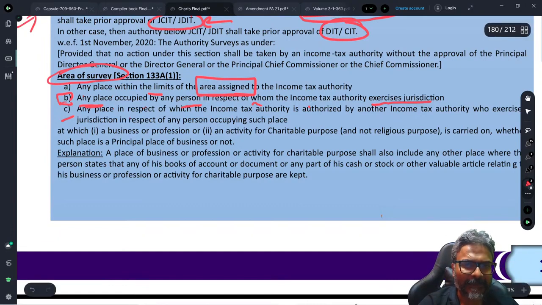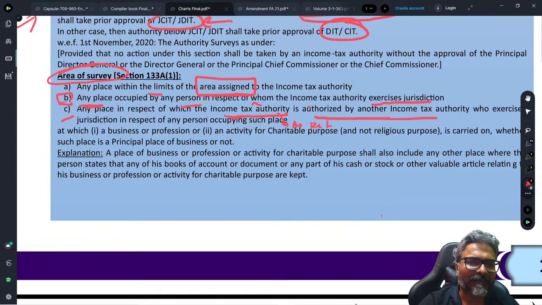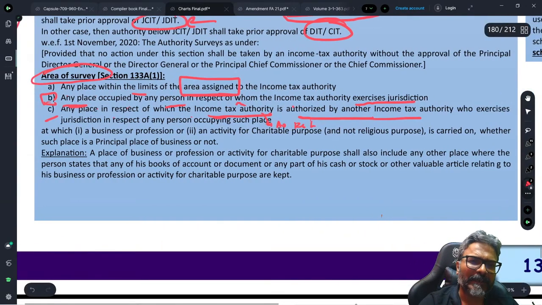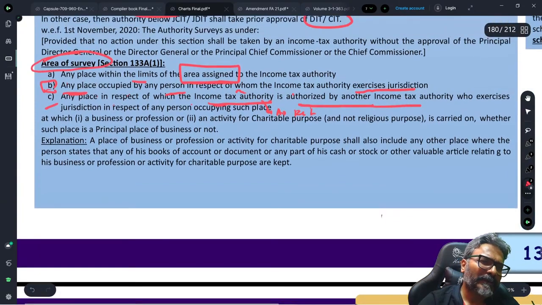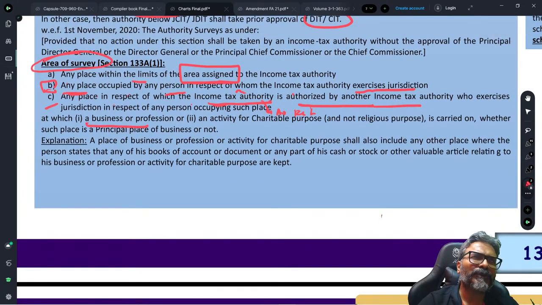Let's have a look. Any place in respect of which the income tax authority is authorized by another income tax authority. So here, who is the income tax authority? The AO of Delhi. He is authorized by which income tax authority? The AO of Mumbai. So accordingly, that can be done. So which is that particular place which could be subject to the survey? The place which could be subject of the survey is the place of business.